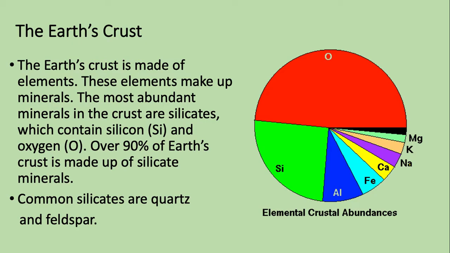This pie graph shows the elemental abundance. So oxygen is actually the most common element in Earth's crust. And as you know, oxygen is a gas when it's by itself, but this oxygen is bonded to silicon or other elements.